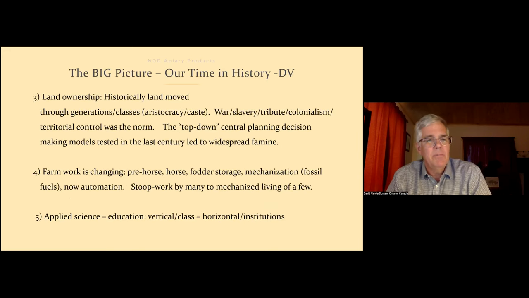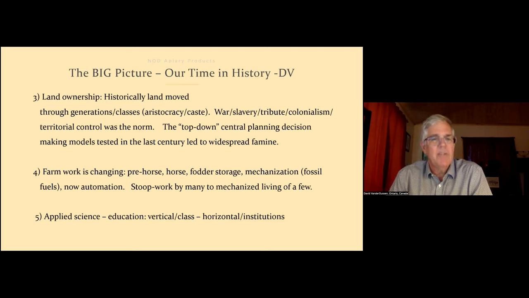The other thing that's really important at this time in history is land ownership. Historically, land ownership moved through generations or classes, especially the aristocracy or caste system. And it was quite normal to have things like war and slavery, which would lead to tribute being paid. Of course, colonialism and territorial control were seen as how people would function. And then the top-down central planning decision-making models tested in the last century, of course, we know often led to widespread famine. So the whole decision-making of how to use land, who owned land, who controlled land, who could afford land, all of these things are crucial to agriculture, and how we feed ourselves. And we're in a very interesting time with that.